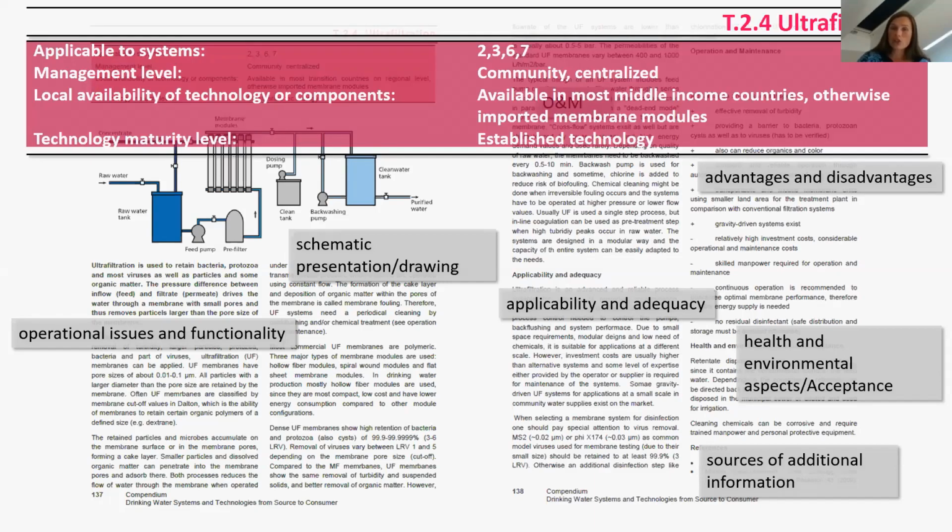Finally, at the beginning of each sheet, we have a short summary of the management level, the availability of technologies and components locally, as well as the technology maturity level, because some of the technologies might be established, and some of them might just be new developments which are not in place at scale.